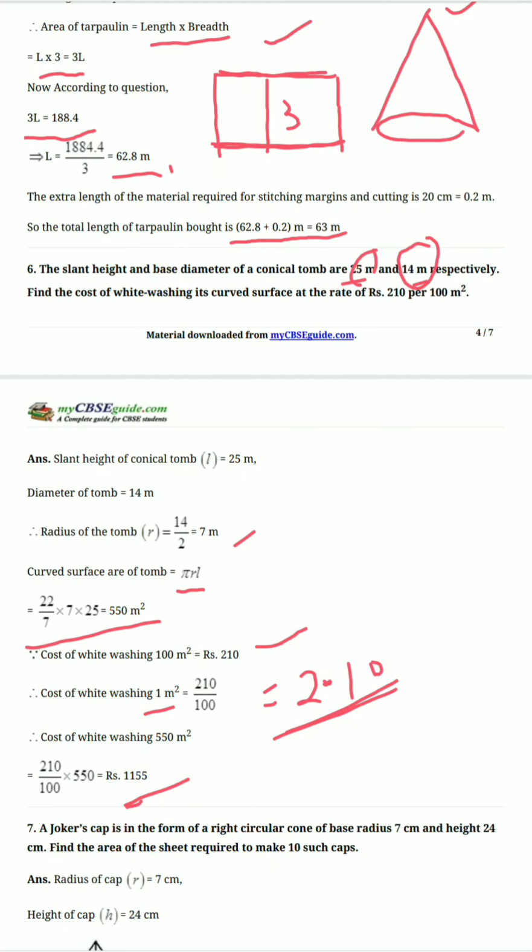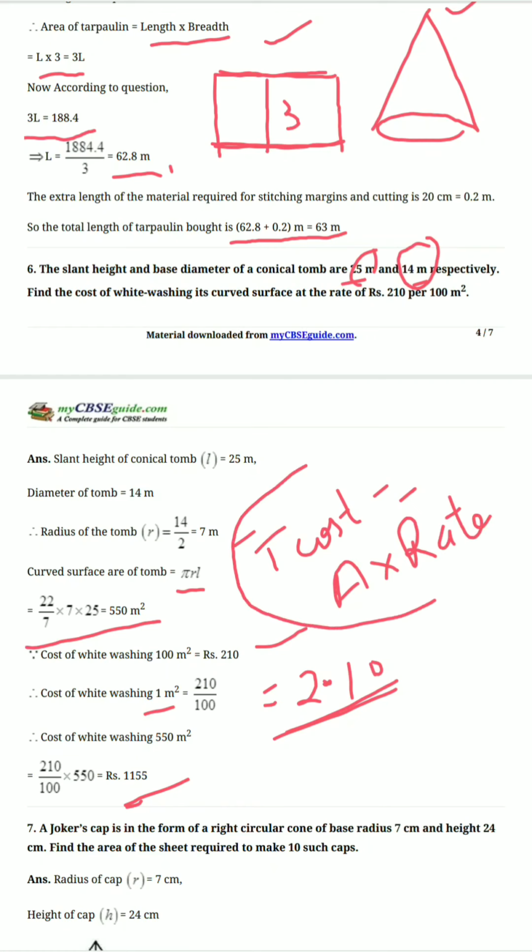From here we can find a formula also. Total cost equals area multiply rate. So this formula we can learn in general, that total cost can be obtained by multiplying area with rate. If we are talking about curved surface area, then area will be curved surface area, and if we are talking about total surface area, area will be total surface area.